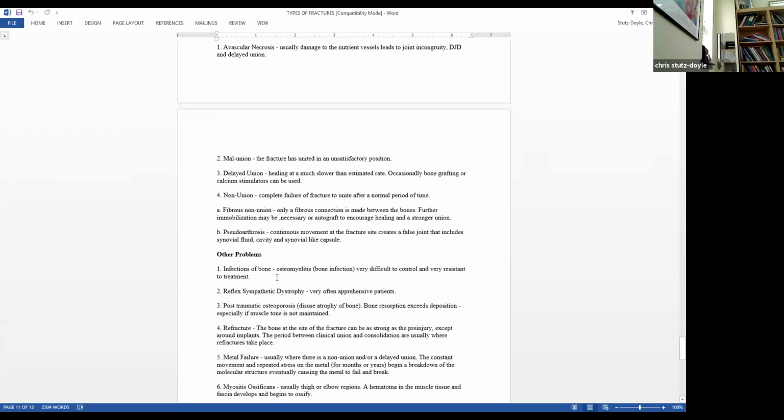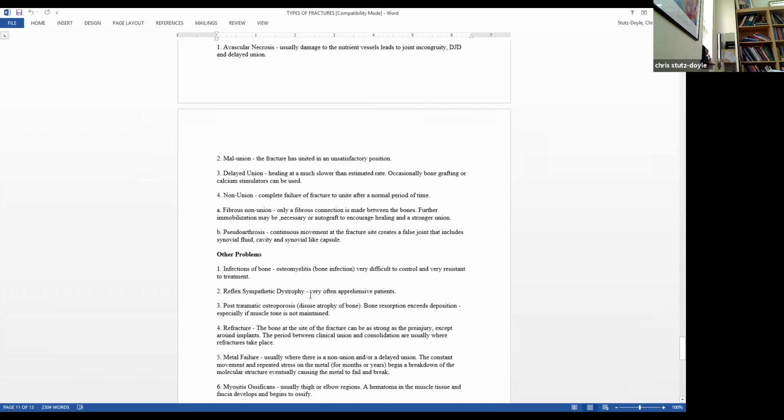Other problems: infections, osteomyelitis, difficult to control, very resistant to treatment. These people need to be on antibiotics, and usually you get them in on IV antibiotics ASAP.